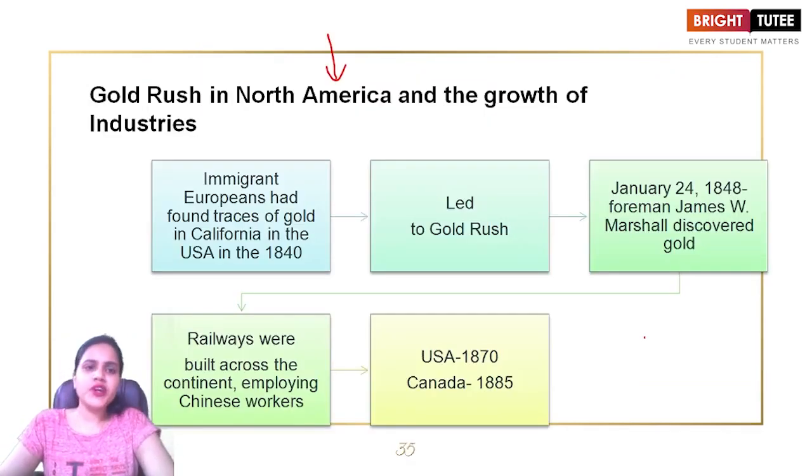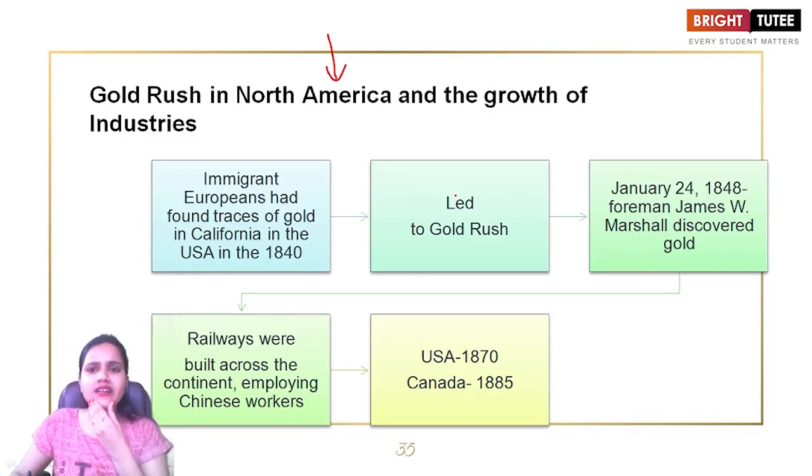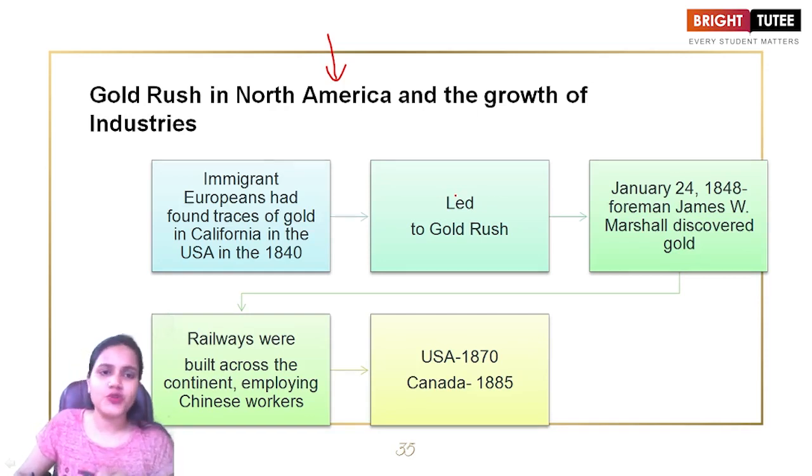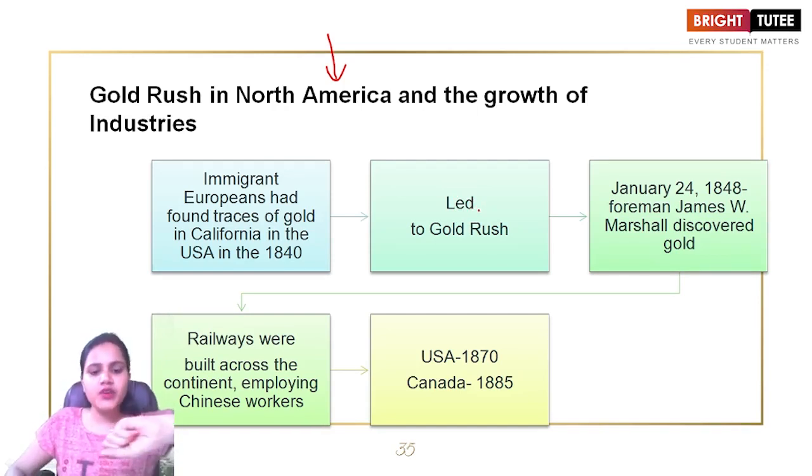Now students, when we are talking about the next part here, we need to understand the importance of the gold rush, what this incident was that happened in North America, and exactly what the changes were that happened later on. Now students, when we're talking about the immigrant Europeans here, you are already aware that they were intruding into the areas where the natives were living.